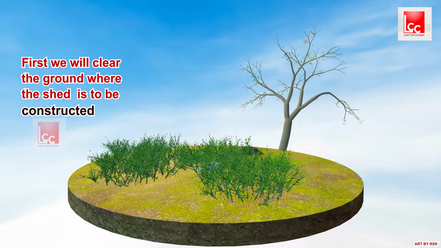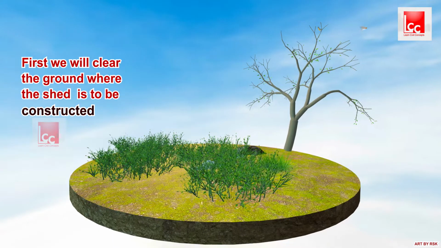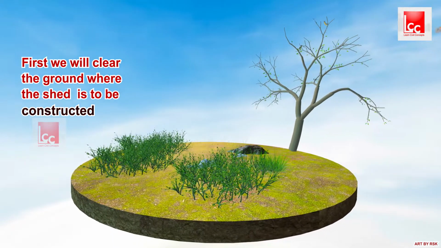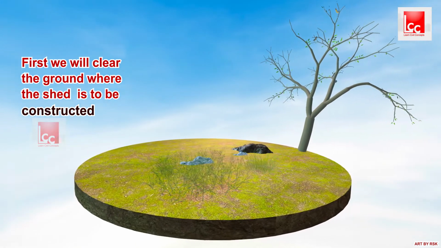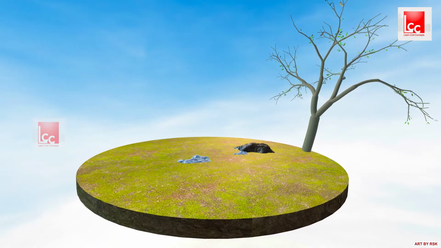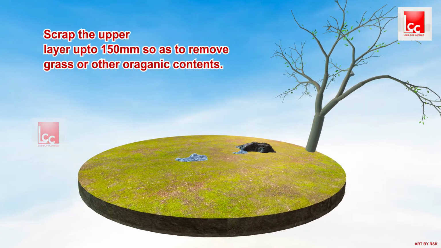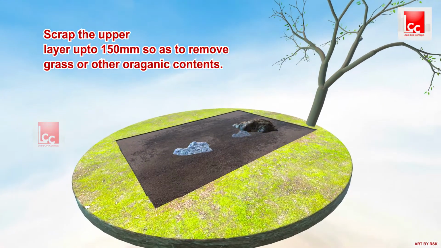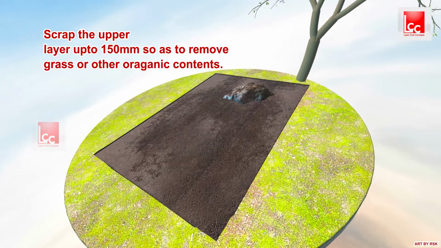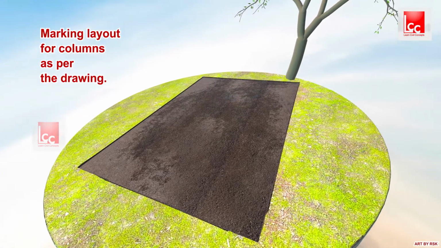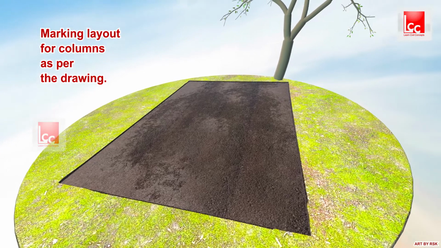First we will clear the grass, stone and other waste from the land where the shed is to be constructed, as the organic matter, that is grass roots, etc. are not good for soil. Hence, to remove it, we will scrape out the 150 mm thickness from the layer. As you can see in the model, we have clear land for the construction of the shed.